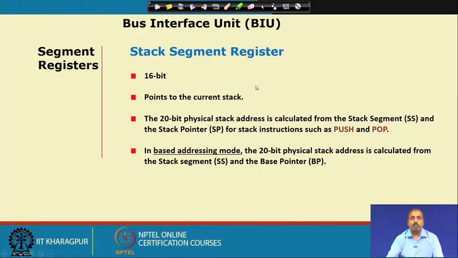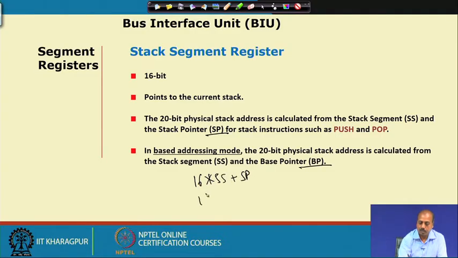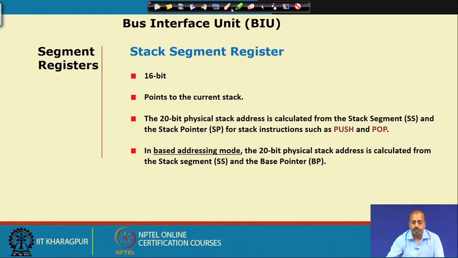For the stack part, it uses the stack segment register SS, and otherwise the calculation is the same. There are two registers dedicated for accessing the offset: the stack pointer and the base pointer. The calculation will be 16 into SS plus SP, or 16 into SS plus BP. That way it accesses the 20-bit address within the stack segment.